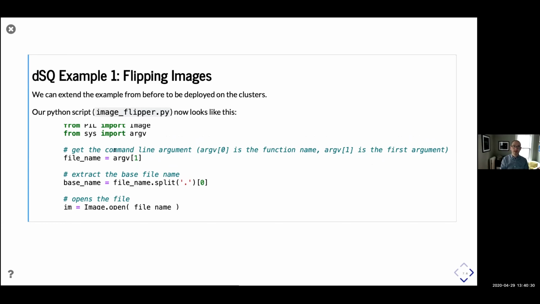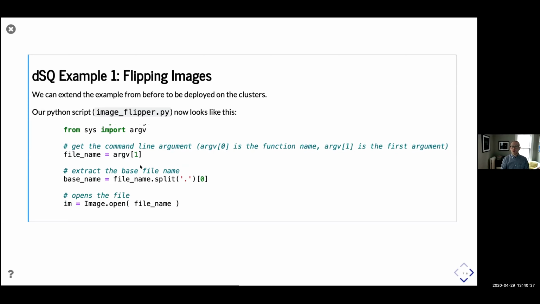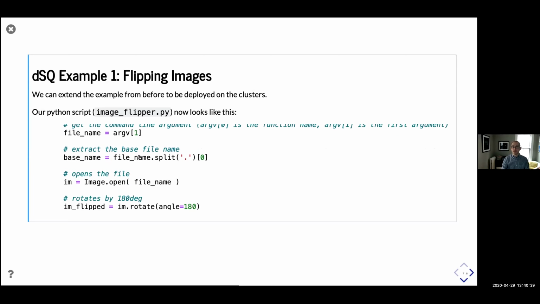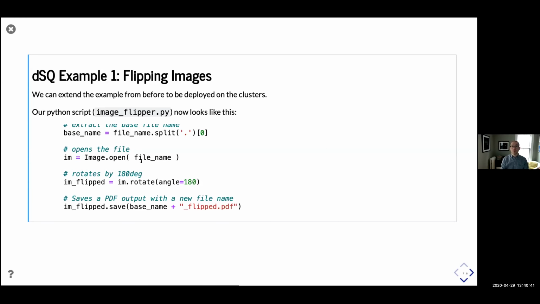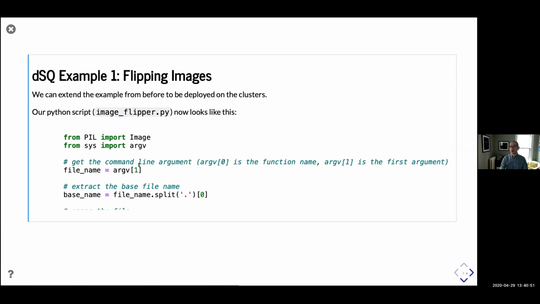So we get the command line argument that's going to be our input file name. We're going to do that same business of extracting the base name. We're going to open the file, rotate it by 180 degrees, and then save the output. So this is exactly the same thing that we had defined as a function before, but now I've just made it a script.